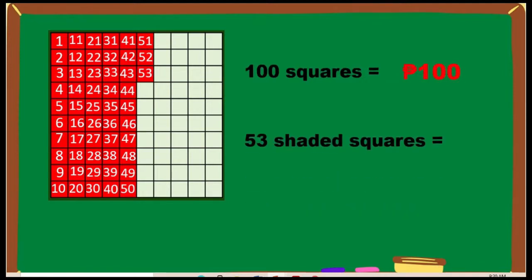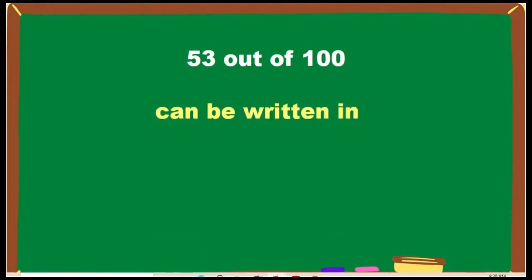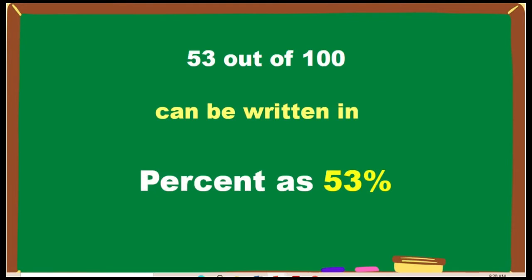The grid shows Lito's earnings. The 100 squares show 100 pesos, the total earnings, while the 53 shaded squares represent 53 pesos, the amount given to his mother. So, 53 pesos out of 100 pesos was given to his mother. 53 out of 100 can be written in percent as 53%.